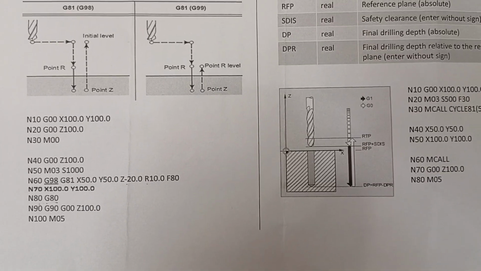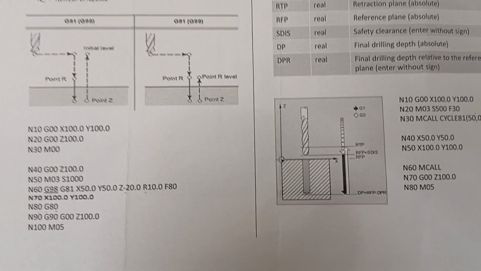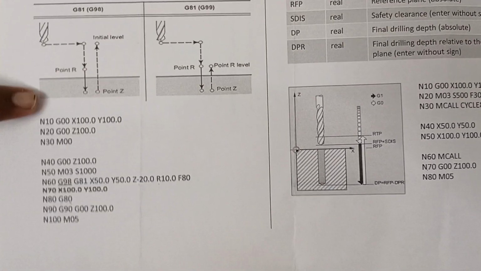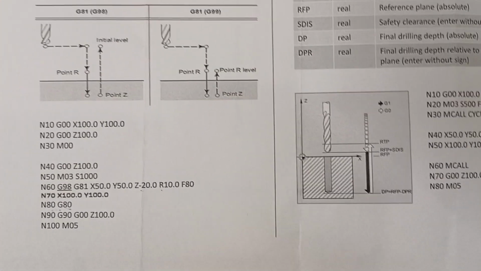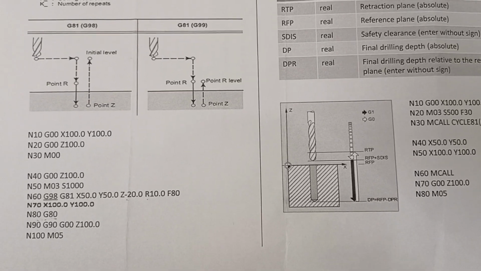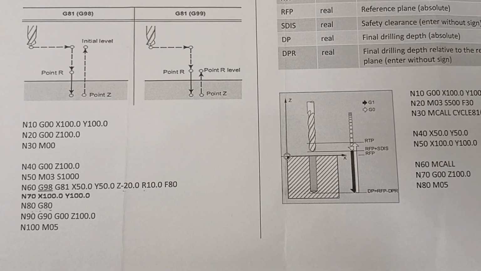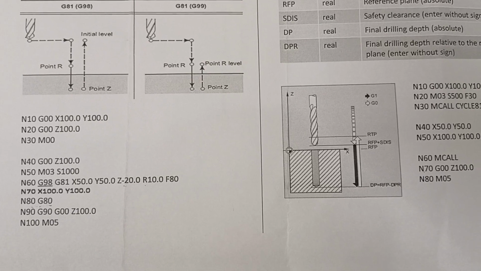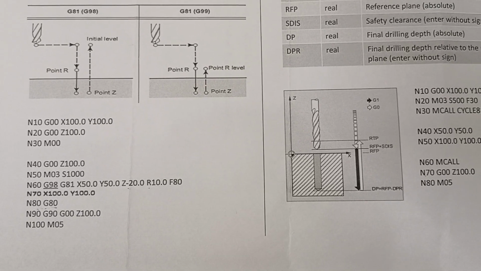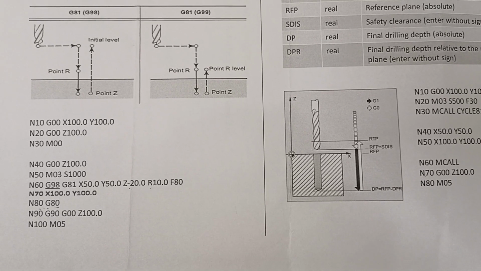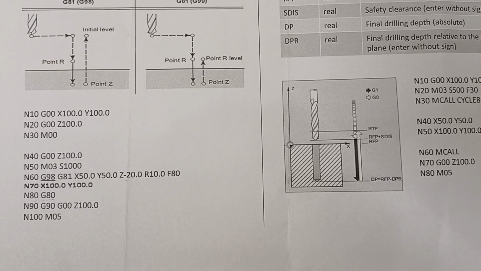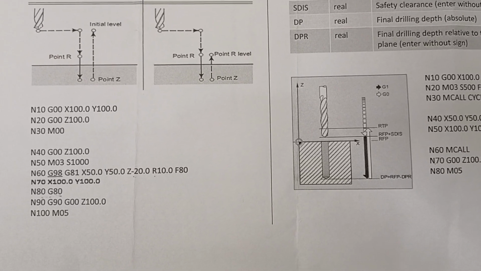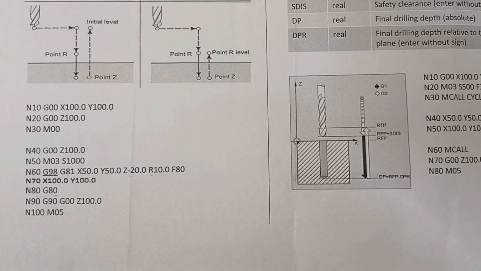Here I have mentioned some of the common program. In the N10 block, the tool comes to the XY coordinate. Z100 is a gap between the tool and components. M00 is an optional stop. In the N40 block, Z100. After that, RPM starts with 1000.